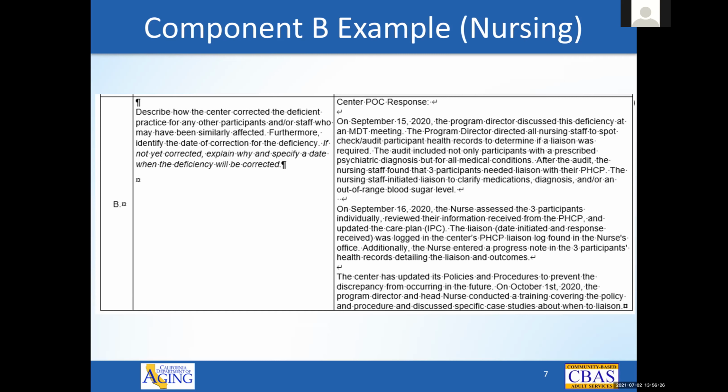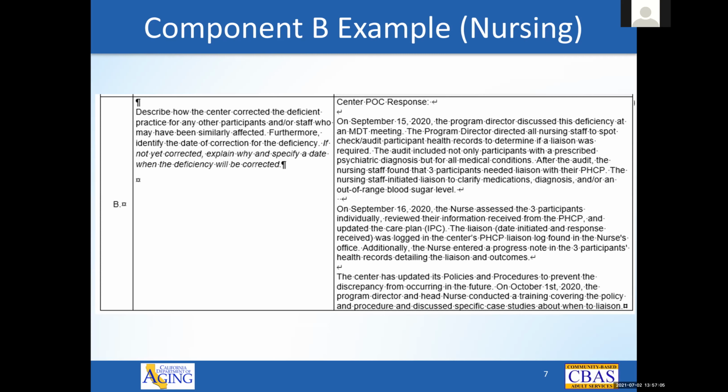The center's response for this example is: on September 15th, 2020, the program director discussed this deficiency at an MDT meeting. The program director directed all nursing staff to spot check and audit participant health records to determine if a liaison was required. The audit included not only participants with a prescribed psychiatric diagnosis, but all medical conditions. After the audit, the nursing staff found 3 participants needed liaison with their primary healthcare physician. The nursing staff initiated liaison to clarify medications, diagnosis, and/or an out-of-range blood sugar level.